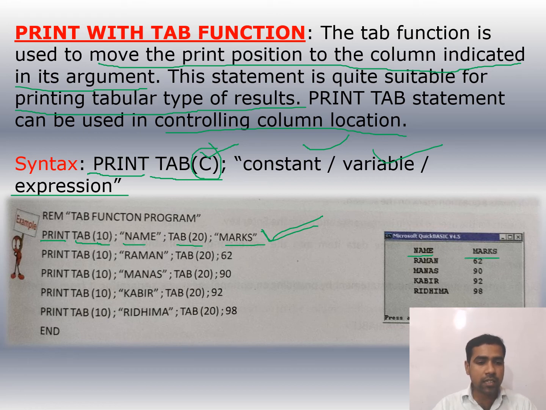This is the heading. The next one, tab again in the same column, in the 10th column only, it will display the name of the student and then the marks of the student. Tab 10 is the first column and tab 20 is the second column. In the first column it will display the name of the student, and in the second column it will display the marks. Here I have written the program for 5 students' names and their marks, and at the end of the program you have to write the end command also. So this is also very important.